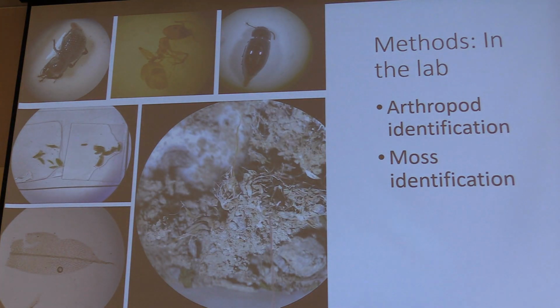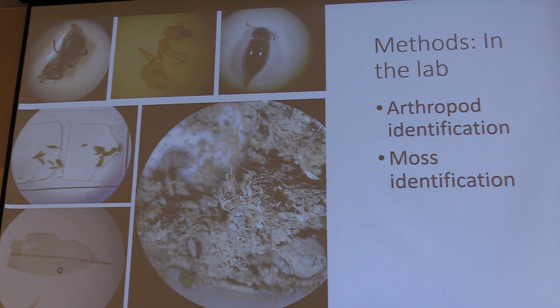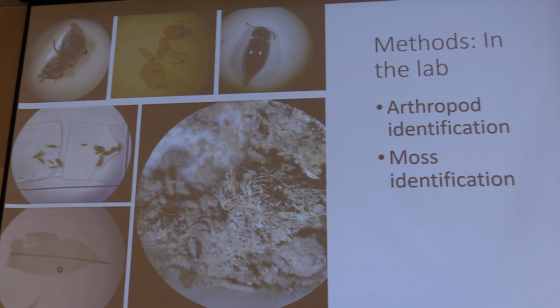Of course, once we have all the biota, we had to ID these things. For the arthropods, we had a great group of people that went through and they identified the terrestrial arthropods. We found a lot of things like beetles, some spiders from the vegetation, and also ants were a lot of the dominant arthropods that we found.